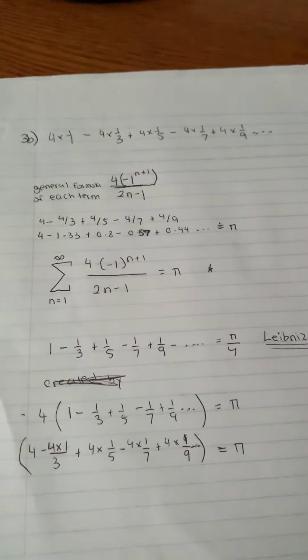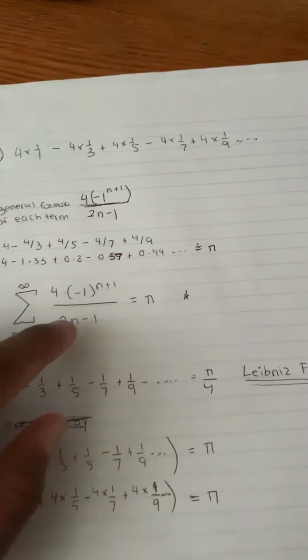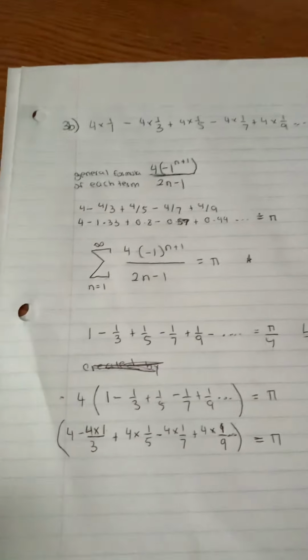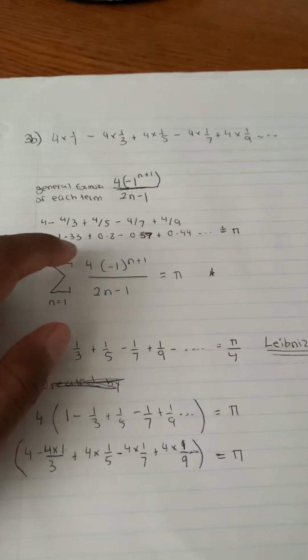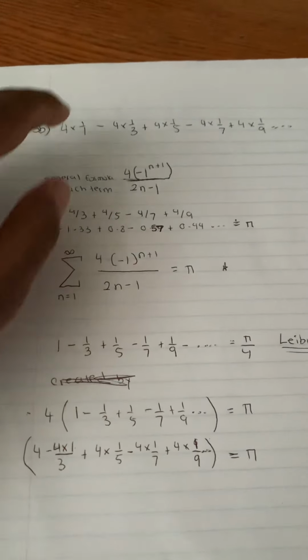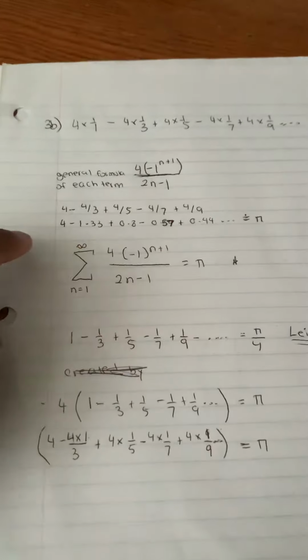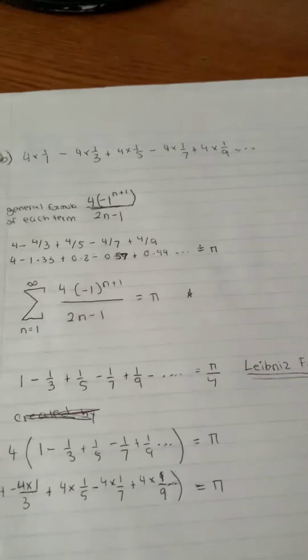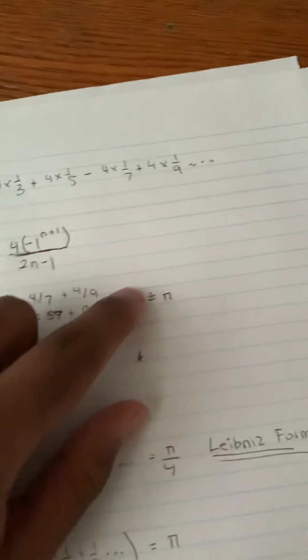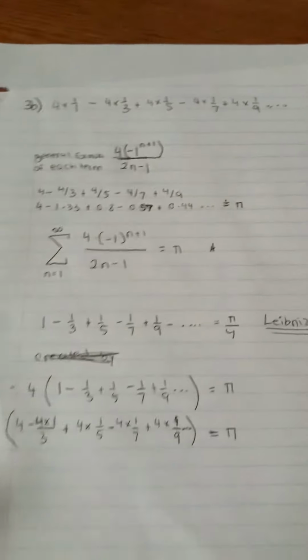What the infinite series calculator told me was that this would give me a value of pi. And this does make sense, because before doing this, I actually converted all these into decimals and added them. What I got was a number very close to pi, an approximation very close to pi.